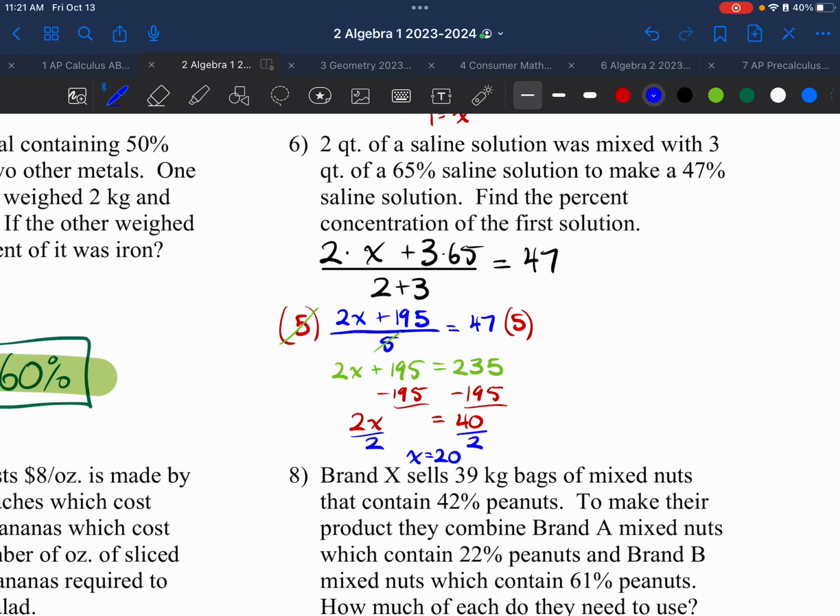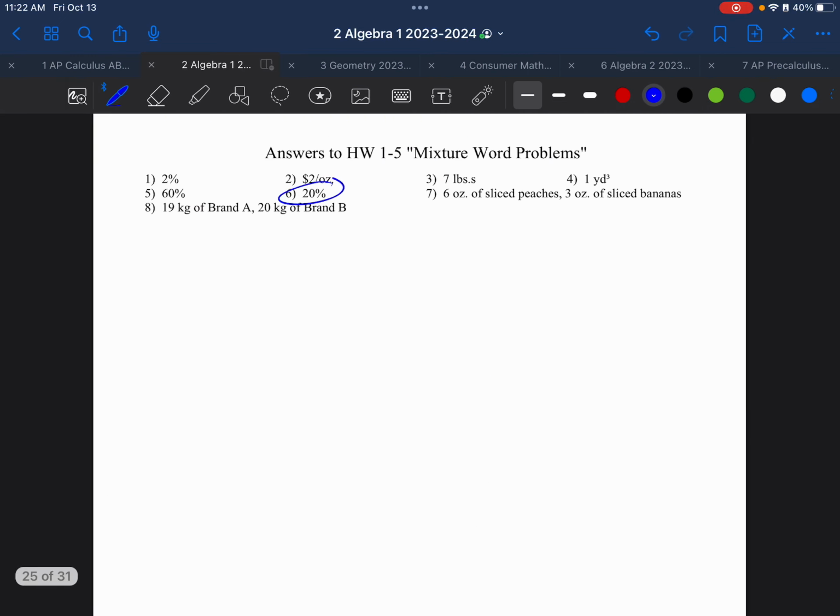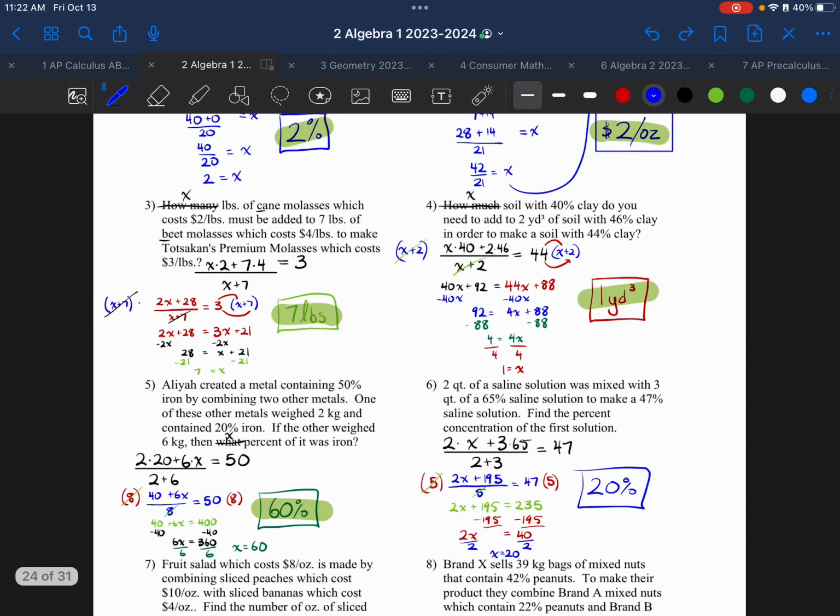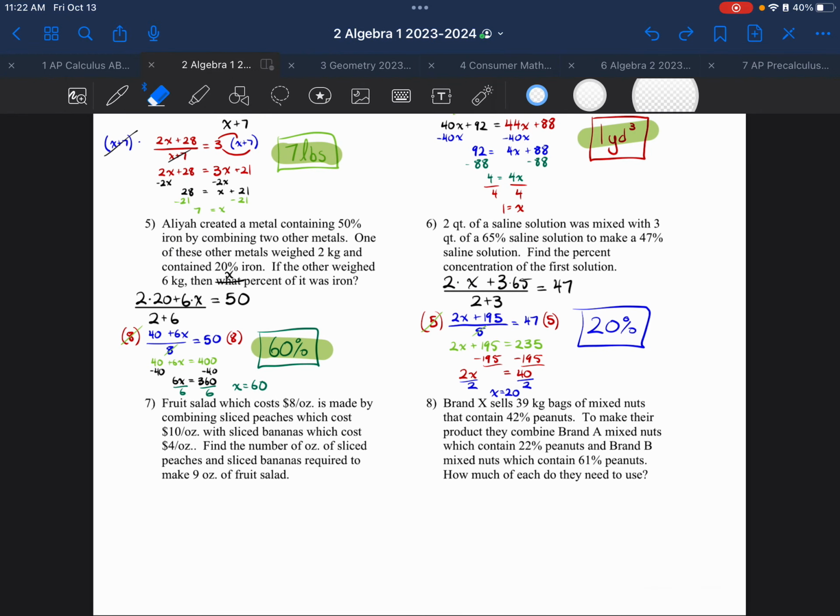Now we need to interpret that number. We were looking for percent, so my answer is going to be a percent. It's going to be 20%, which I will then box as the interpretation. 20%. Did we get it right? 20% for number 6, so I'm going to highlight that one in green. Not eraser, but highlight. There we go.